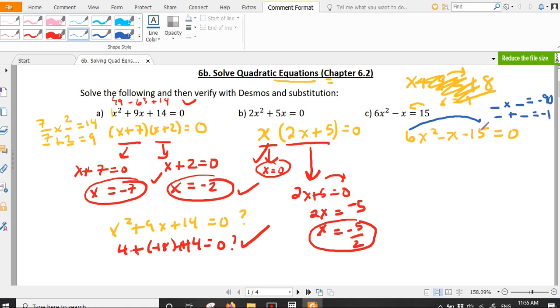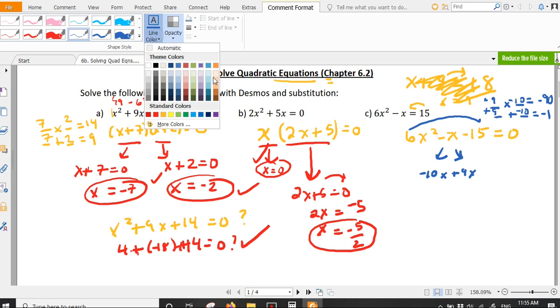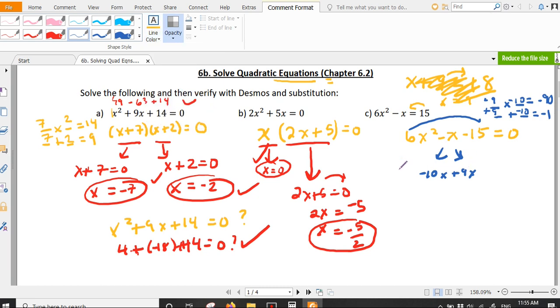And those two numbers are going to be negative 9 and 10. Is that right? No, that's not, because negative 9 plus 10 is not negative 1. In fact, it's going to be negative 10 and positive 9. So positive 9 and negative 10, which means that gets split into negative 10x plus 9x. Okay, and then I'm going to copy the rest of it down. 6x squared minus 15 equals 0. And then I can factor by grouping to find out what the two roots are.